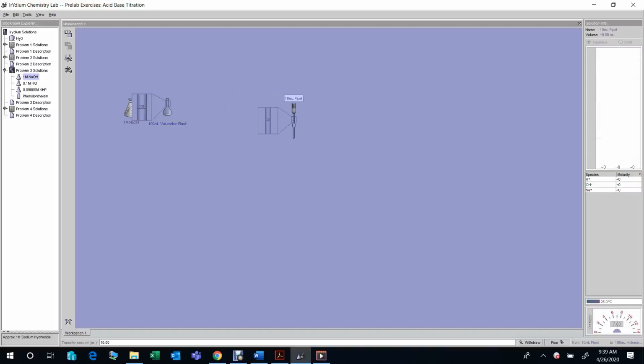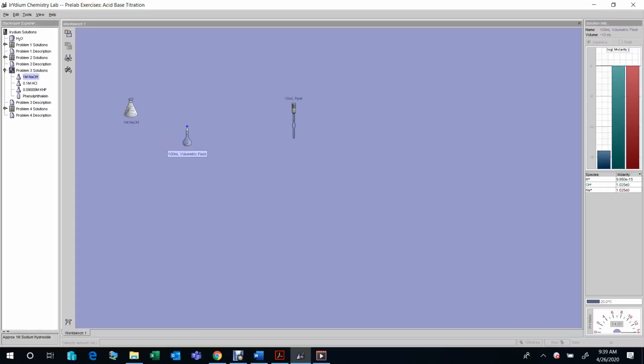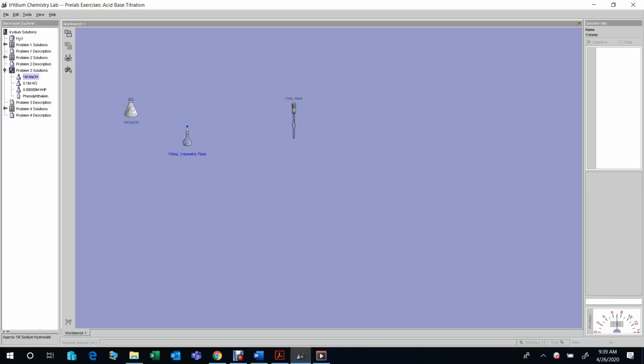Okay, here we have 10 milliliter 1 molar sodium hydroxide solution in a 100 milliliter volumetric flask, and then we need to add about 90 milliliter water. So that's the reason we click this one. We need to add about 90 milliliter water to make this solution 100 milliliter.